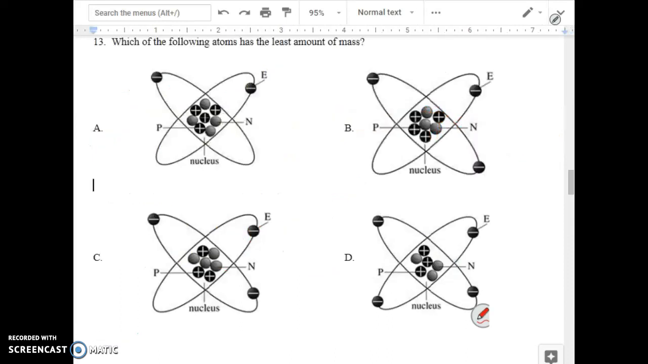Okay, number 13. Which of the following atoms has the least amount of mass? We know that all the mass of the atom comes from the nucleus. So all we have to do is count the objects in the nucleus of each of these atoms. 1, 2, 3, 4, 5, 6, 7, 8. This one has a mass of 8. 1, 2, 3, 4, 5, 6, 7.